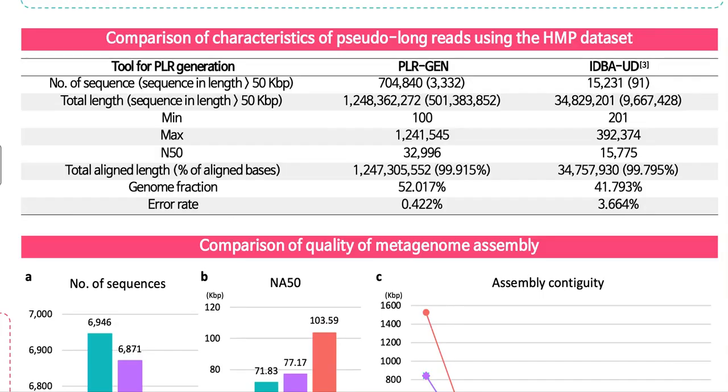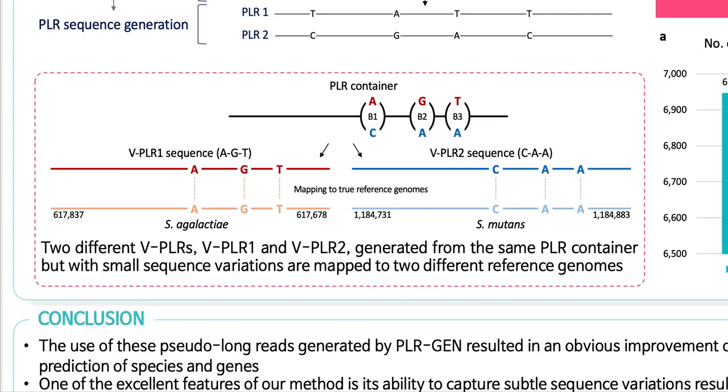PLR-GEN was successfully applied to short read data by creating PLRs with an N50 of 33 kbp that could be almost completely aligned to the known reference genomes in the HMP dataset with a very low error rate.